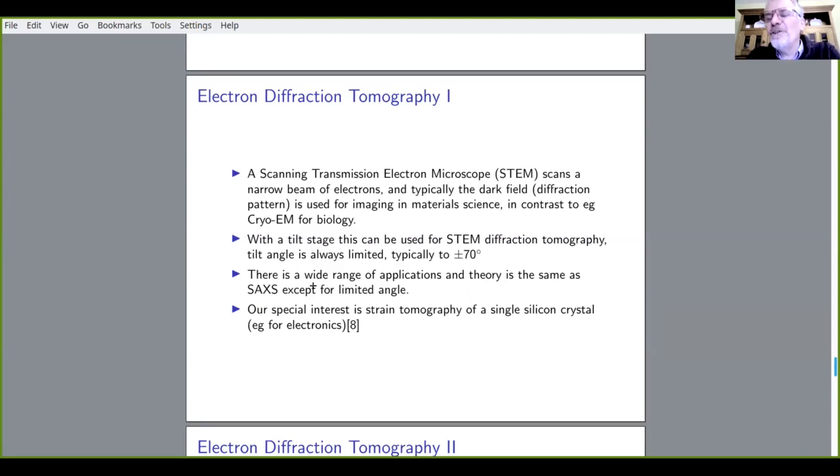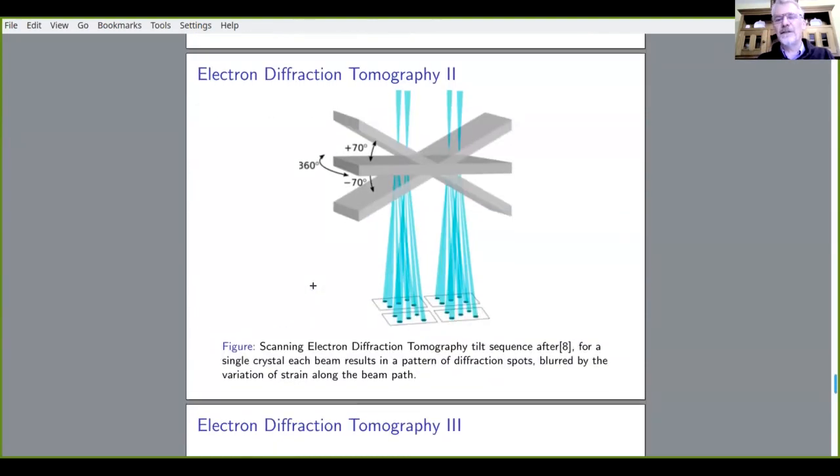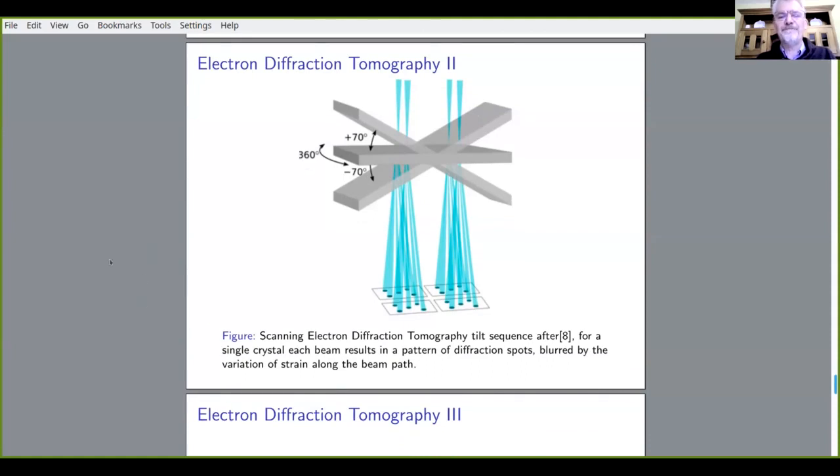One of the motivational problems we're looking at is measuring the strain in a single crystal of silicon. The idea of that is electronics. As they make electronics smaller, the junction on top of their crystal of silicon varies with the strain. In other words, the electron density and hence the properties of that junction vary with the strain. And so they want a way to measure the strain. So that's at least one reason; there are lots of other reasons to do this type of tomography.